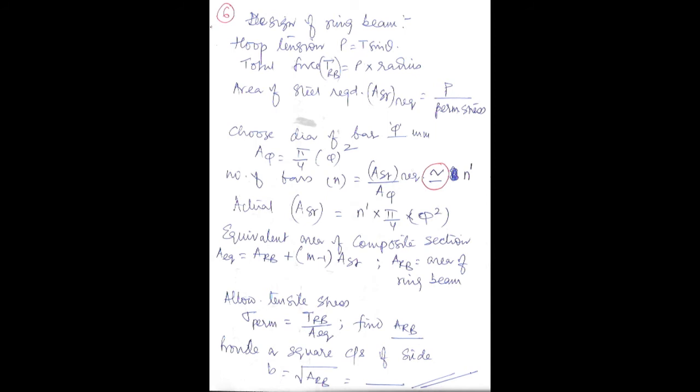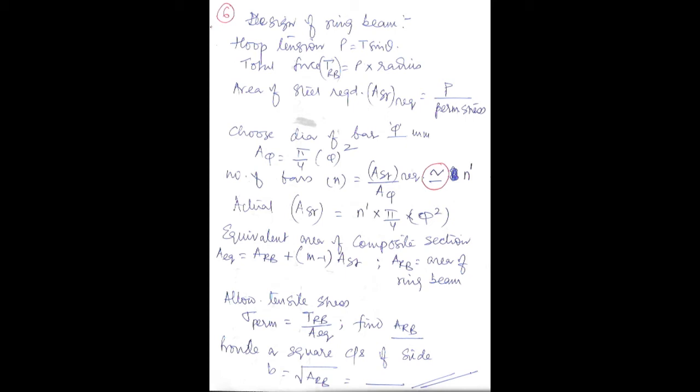So step number 6, that is the design of the ring beam. So hoop tension, we know we have found out the hoop stress. Now hoop tension we can find out from that T sin theta. Now total force in the ring beam we can find, TRB is equal to P multiplied by the radius. Now area of the steel required, AST required, is equal to P divided by the permissible stress.